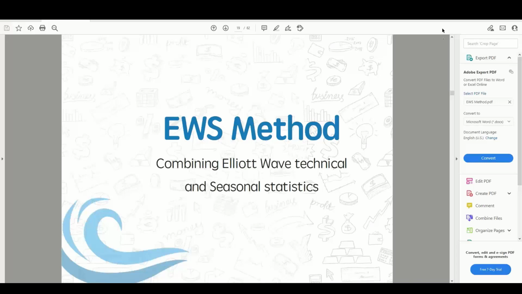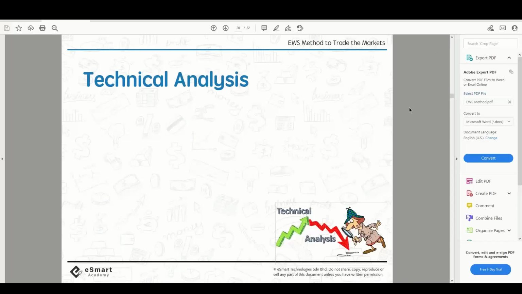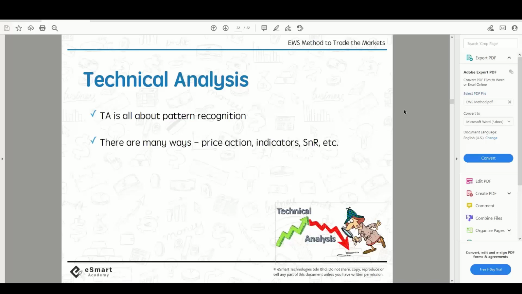So very quickly, what is Elliott wave? What is technical analysis? At the end of the day, it's really about pattern recognition. So today, the Elliott wave analysis that I'm going to share with you basically just needs you to recognize the pattern, and you're able to then start looking at a chart very differently.